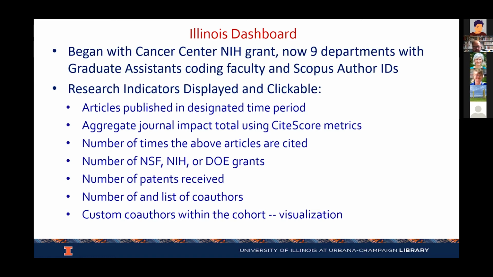Aggregate journal impact total using the CiteScore metric, so overall journal impact factors. Of course, the number of times the above articles are cited, the number of NSF, NIH, or DOE grants, number of patents received, number of and list of co-authors, and custom co-authors with the cohort visualization.